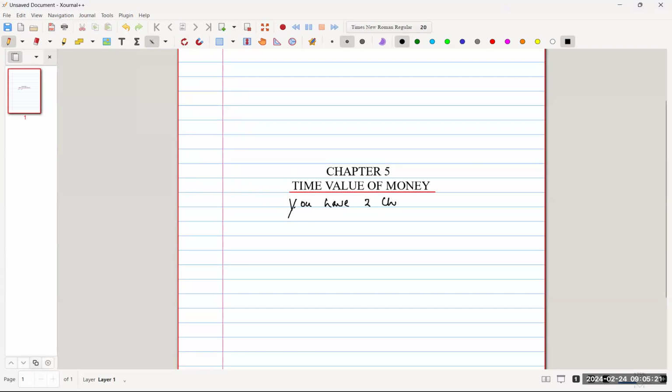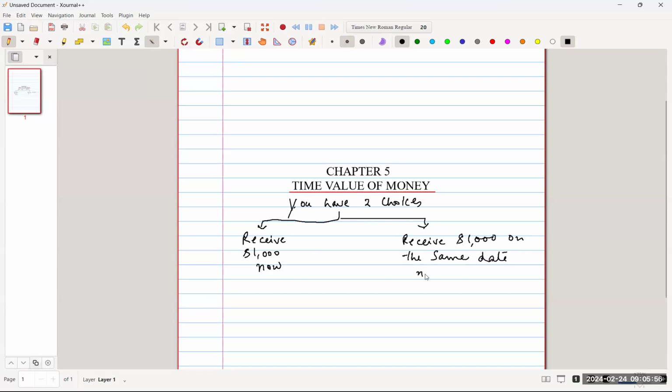So let's write down those two choices, easy ones. One is if you were getting an option to receive $1,000, let's say, one choice is to receive that $1,000 now. And the second choice, ladies and gents, is to receive the same $1,000 on the same date next year. Which one would you go for?